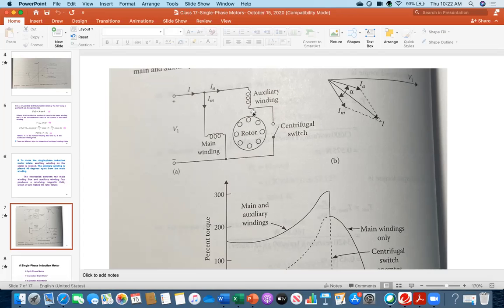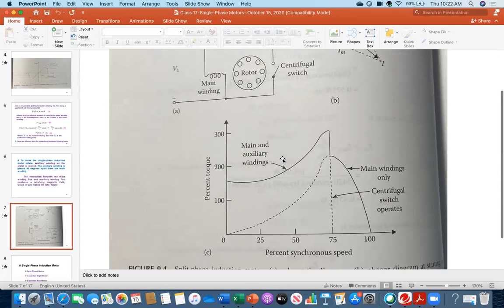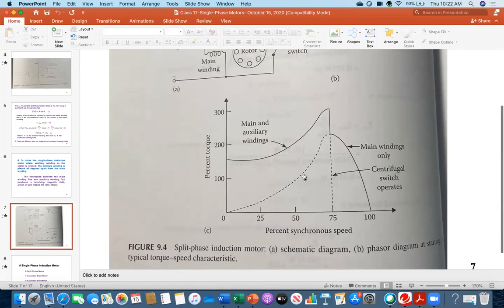Once the rotor starts rotating, it is gaining speed. Due to its inertia, automatically it will keep rotating because you are applying the voltage. That is enough. At the beginning, you just need to start it. So that's why that auxiliary winding is needed. Now everybody see, that is the thing I am showing. Here you see it is called the split phase motor. I am coming to that one.